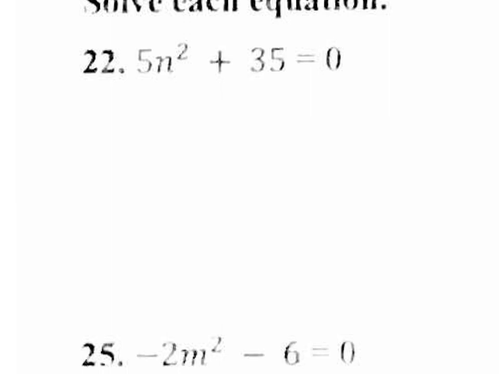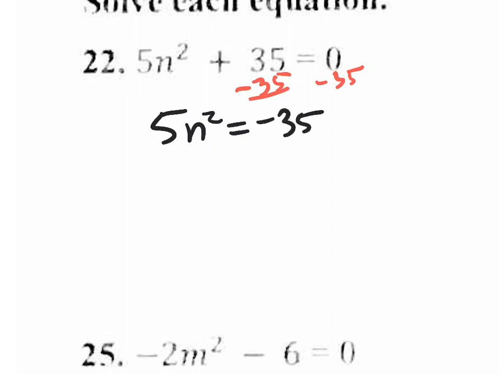But right here, since there's only one single variable, let's just get that variable by itself by getting rid of things. So how could I get rid of this 35? Subtract 35. Let's rewrite it. We have 5n squared equals negative 35. Then what? Divide by 5. We're going to end up with n squared equals negative 7.